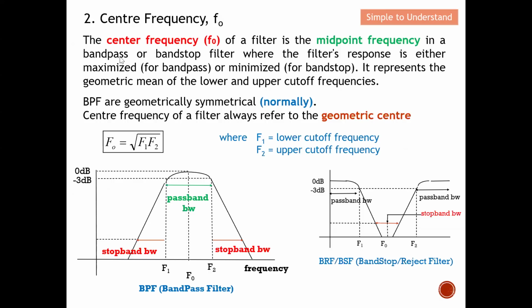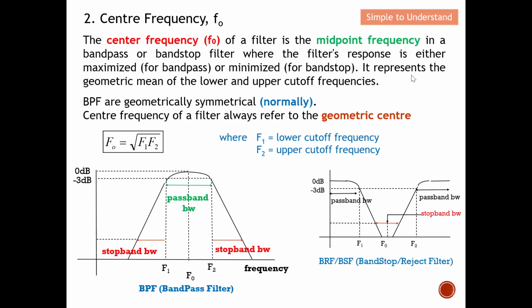In a bandpass or bandstop filter, the midpoint will be over here, where the filter response is either maximum, as you can see from here, this is actually maximum for passband, or minimum, as this point here is minimum for bandstop. So basically, this is a very simple definition of the center point. For a bandpass filter, it will be the maximum value at the midpoint. As for bandstop, it will be the minimum value.